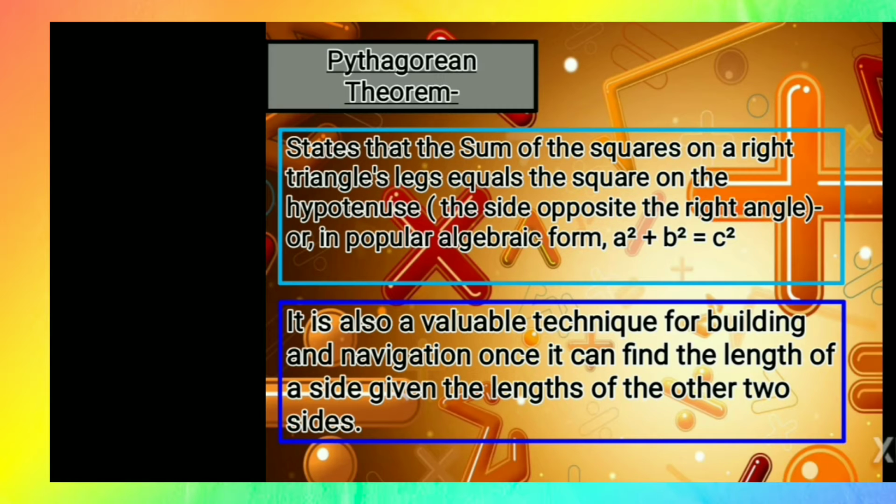It states that the sum of the squares of a right triangle's legs equals the square of the hypotenuse, the side opposite the right angle. Or in the popular algebraic form, a squared plus b squared equals c squared. It is also a valuable technique for building and navigation, since it can find the length of a side given the lengths of the other two sides.